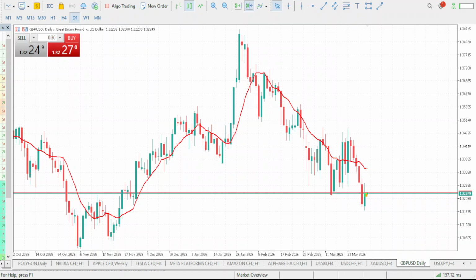Now let's see what we are going to be expecting for the day on our GBPUSD. Above all, I want you guys to know that the overall trend on our GBPUSD is a downtrend move. We are very much on a downtrend move. Have it in mind that the market is still very much bearish, right?